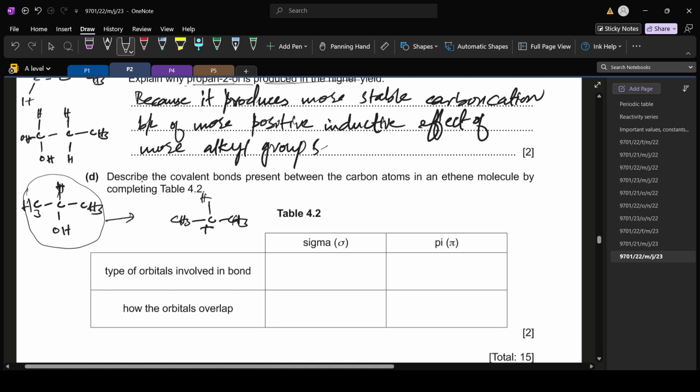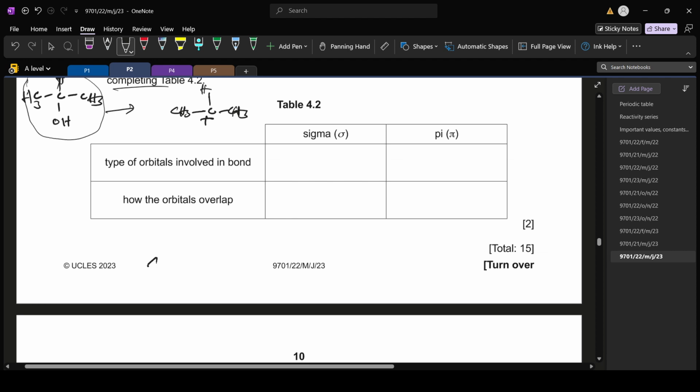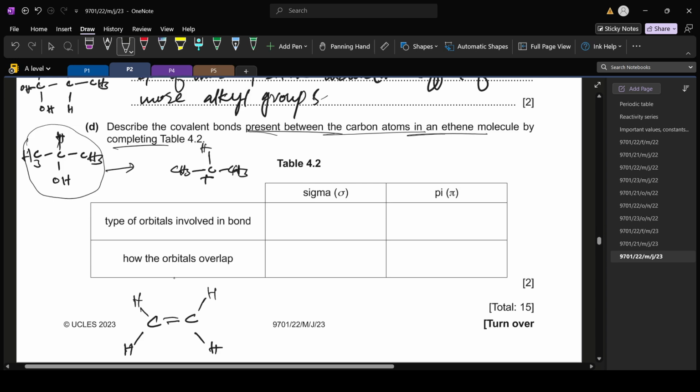Now part D: describe the covalent bonds present between the carbon atoms in the ethene molecule by completing the table in 4.1. In ethene, CH2 double bond CH2, this is the molecule of ethene. So, type of orbitals involved in bonding. The types of orbital in sigma bonds: in sigma bonds, there are actually sp2 orbitals.